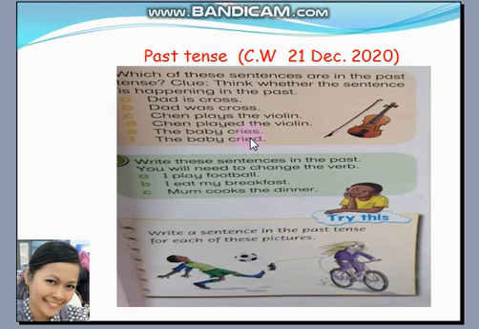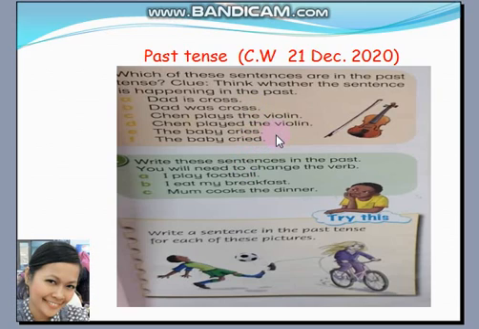Look at the verbs carefully. If you can identify if the verb is in the present tense or in the past tense. Okay, so I just want you to identify which of these sentences are in the past tense. Okay?